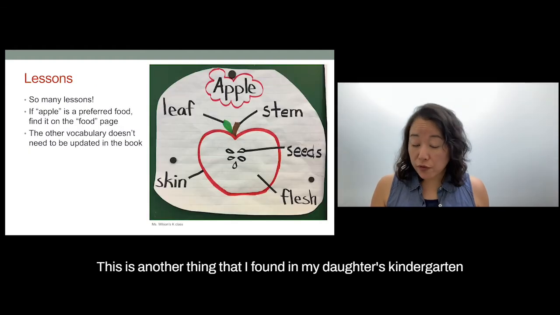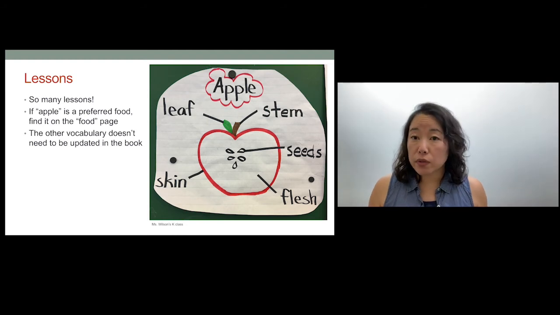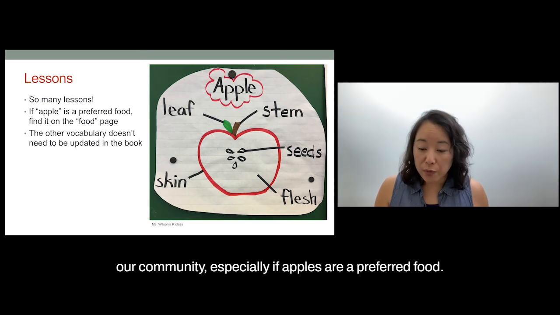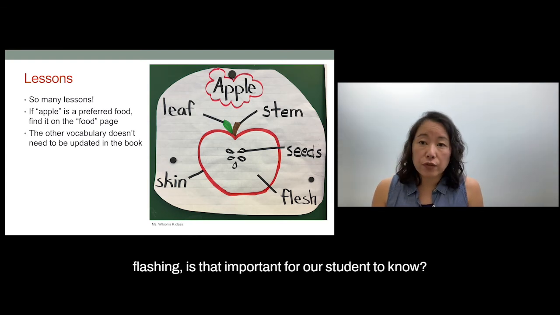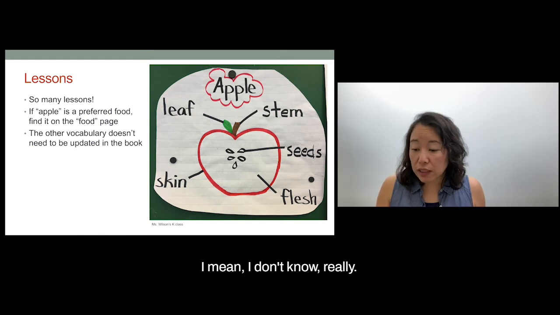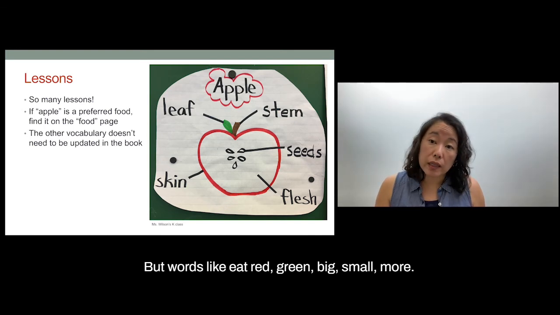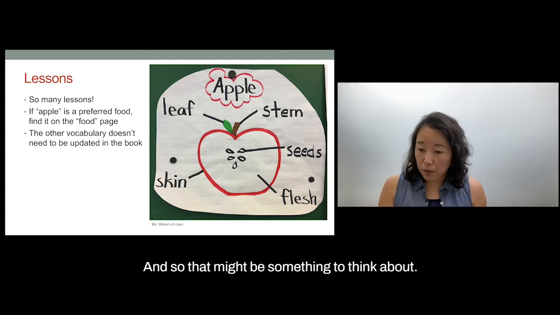This is another thing that I found in my daughter's kindergarten classroom, and it was a lesson on apples. Apples, great, right? Everybody needs to know about apples. They're so prevalent in our community, especially if apples are a preferred food. But when we think about words like leaf, stem, seeds, skin, flesh, is that important for our student to know? I mean, I don't know, really. But words like eat, red, green, big, small, more, these are all words that can also go with an apple. And so that might be something to think about.